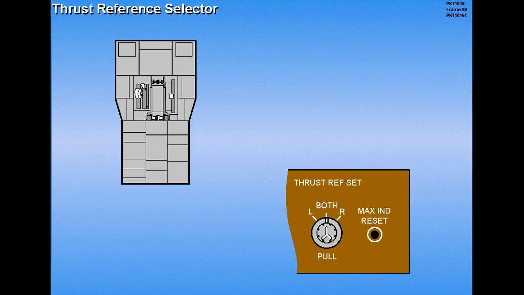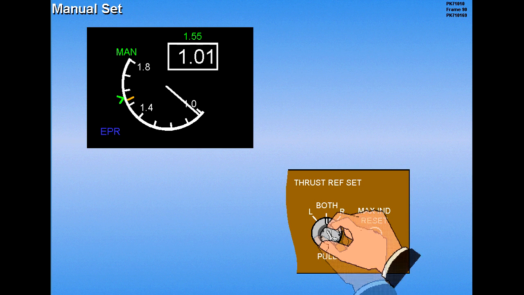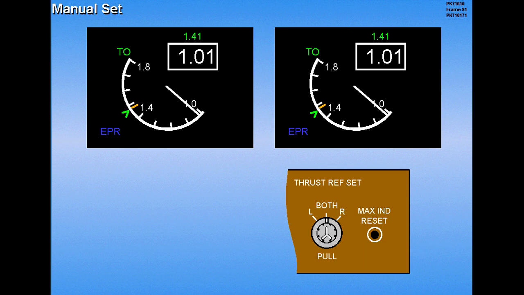A thrust reference selector located on the ICAS control panel overrides the thrust management system to manually set the thrust limit. Pulling out on the inner control allows the thrust limit to be set manually, and the letters MAN appear as the mode enunciation. Rotating the selector sets the desired target EPR. Auto throttles do not use this target value. The outer control selects the EPR indicator to be set.